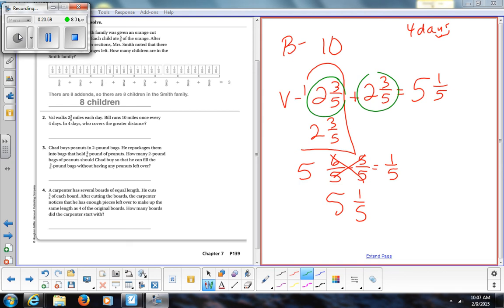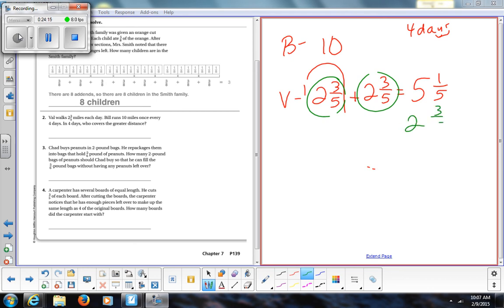Okay, what can I do then? Add it again? I can add it all over again, yeah. So I can keep adding. Erase this. So I'm going to add 2 3/5. 1 plus 3 is? 4. 5 plus 2 is? 7.